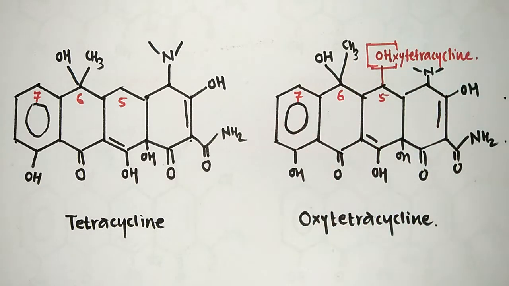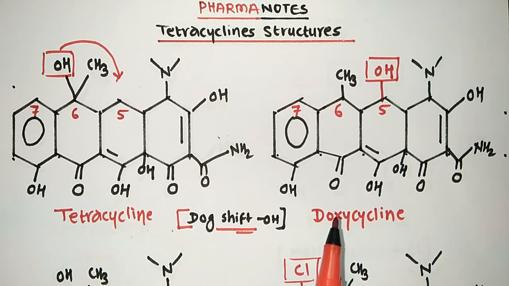So this structure resembles the oxytetracycline structure. Okay, as we are expert in drawing the tetracycline structure, so this is oxytetracycline. Very simple, just add the OH group at the fifth position. So let's go for another member, that is doxycycline.